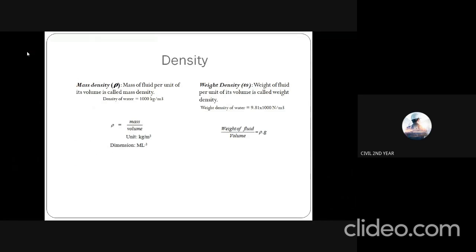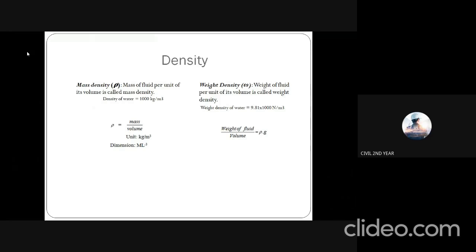Density is nothing but mass. The mass of fluid per unit of its volume is called mass density. Consider 1 meter length, 1 meter width, and 1 meter height: how much mass is occupied in that 1 meter cube? That is the mass density of the fluid. The standard density of water is 1000 kg per meter cube, so 1000 kg of water occupies a 1 meter cube of volume. That is the definition.